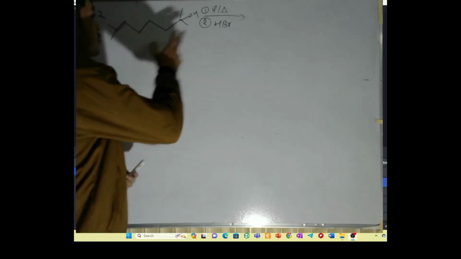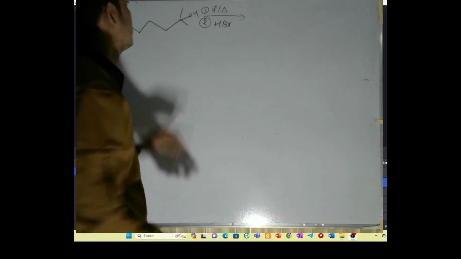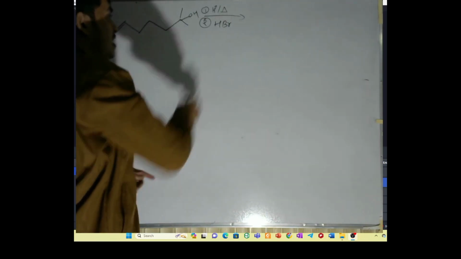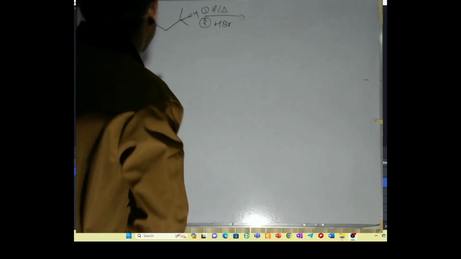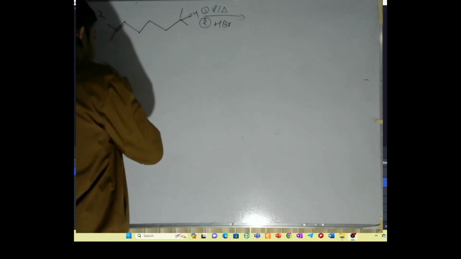Okay, so this is the second question. Here one species is given and two reagents, that is H+ with heat and HBr. Here I have to tell about the product. Okay, so let's see what happened.